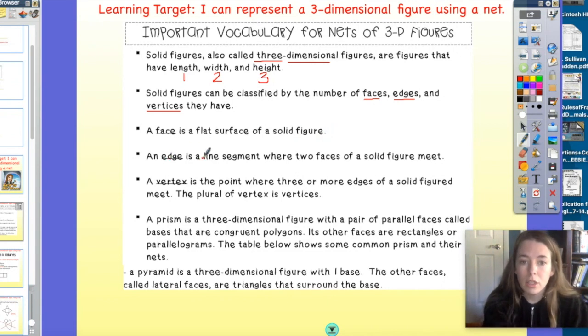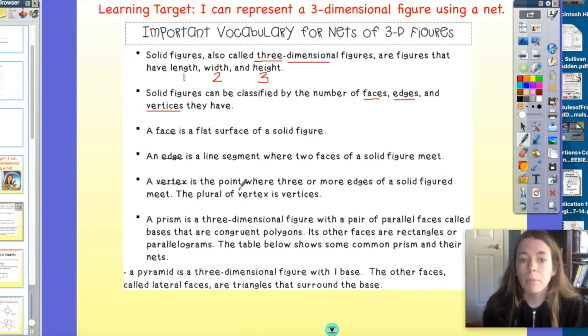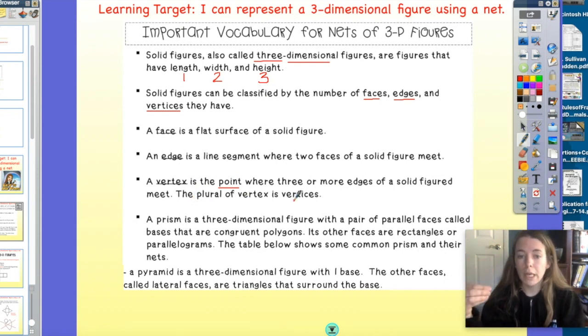An edge is a line segment where two faces of a solid figure meet. So where those two rectangles come together and form that corner, that's considered an edge. A vertex is the point where three or more edges of a solid figure meet. The plural of vertex is vertices. So if you think like the corner of a shoebox, that would be the vertex.